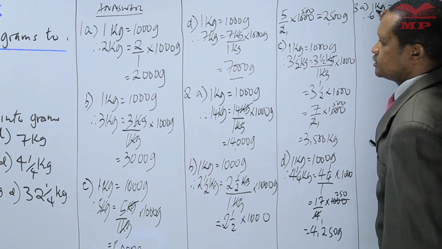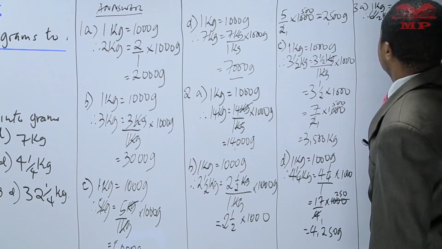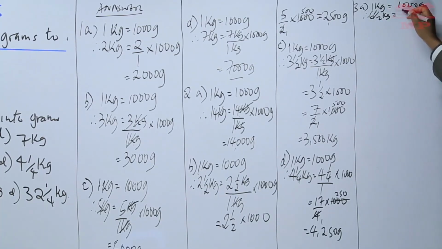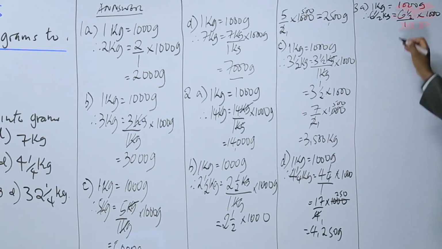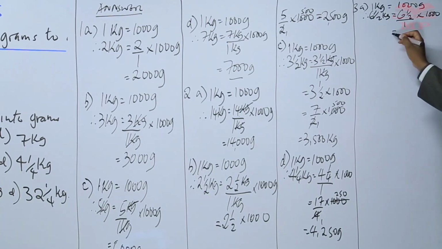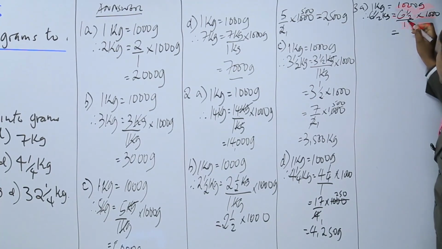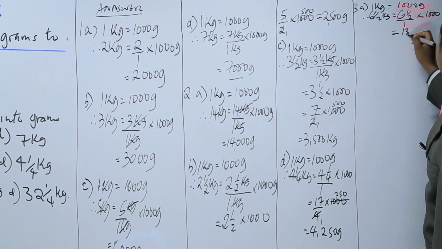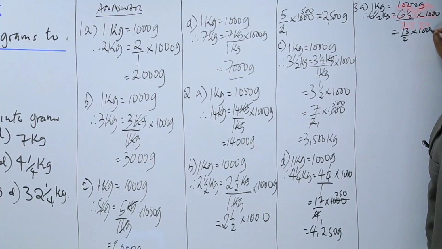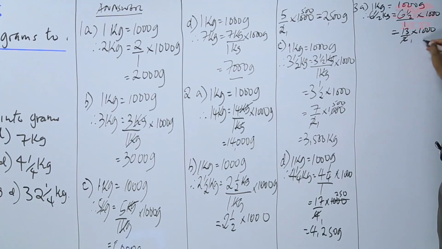Therefore, 6.5 kilograms will be equal to 6.5 kilograms over 1 times 1,000. So we convert this into an improper fraction. 2 times 6 plus 1 is equal to 13 over 2 times 1,000. 2 goes here once, 2 goes here 250 times.